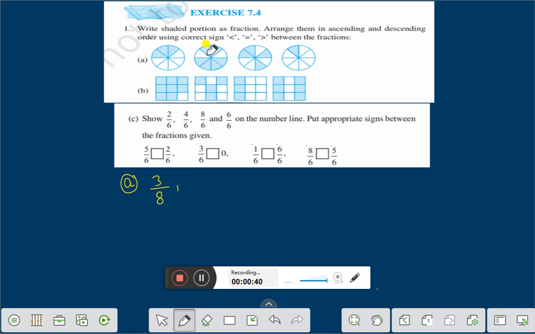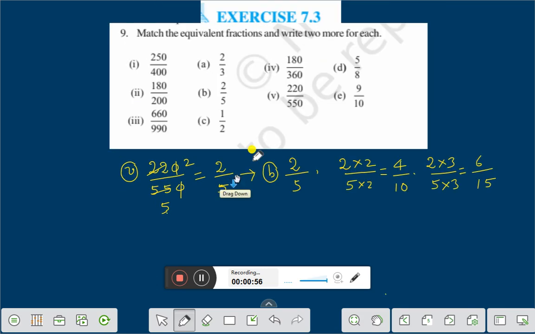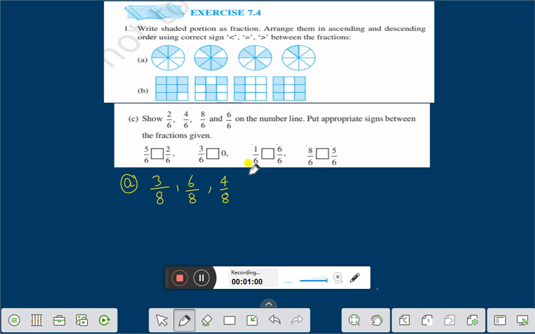In the second part, 1 2 3 4 5 6, that is 6, and total part is 8. Next one is 1 2 3 4. Next part is 4 by 8, and next one is 1 by 8.